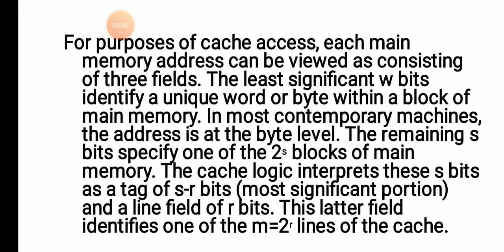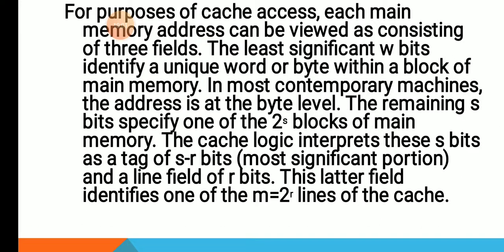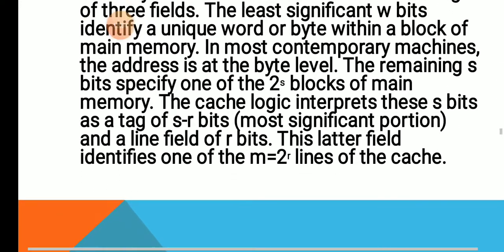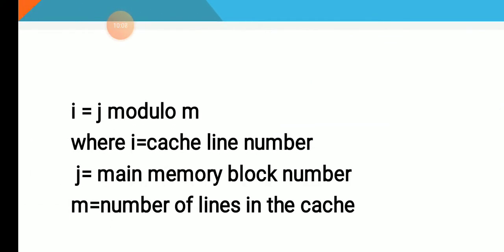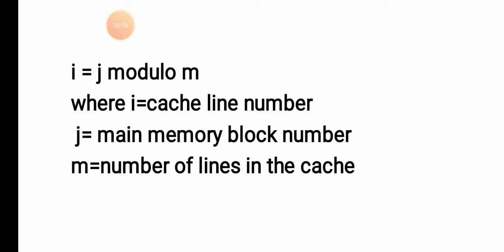The cache logic interprets these s bits as a tag of s-r bits, the most significant portion, and a line field of r bits. This latter field identifies one of the m = 2^r lines of the cache. So you can write i = j modulo m, where i is the cache line number, j is the main memory block number, and m is the number of lines in the cache.